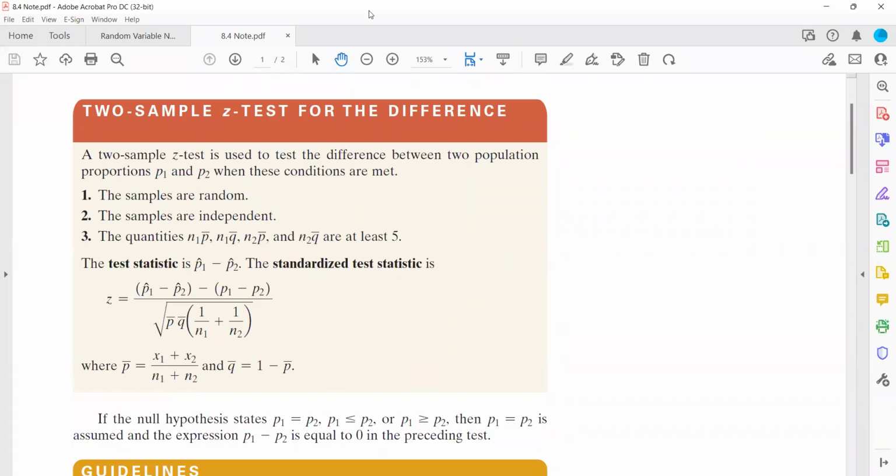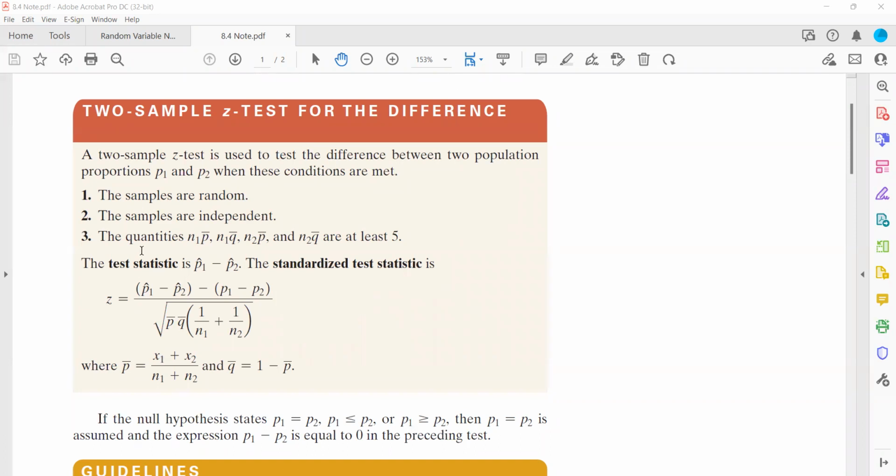Very good. So the last topic for two populations that we're going to discuss is the difference when it comes to the proportions. Two sample z-test for the difference. A two-sample z-test is used to test the difference between two population proportions, P1 and P2. Of course, when you have the following conditions. First of all, the samples that you're taking from populations are random. The samples are independent from each other.